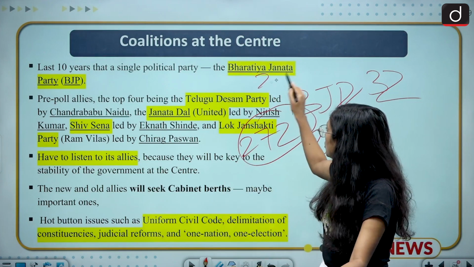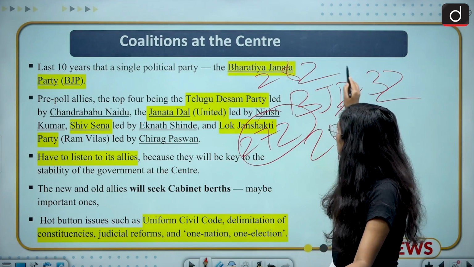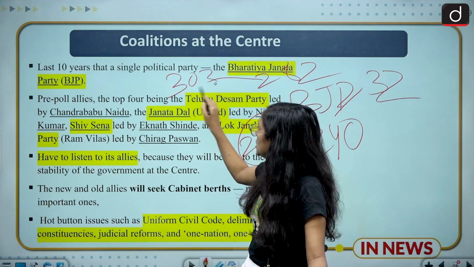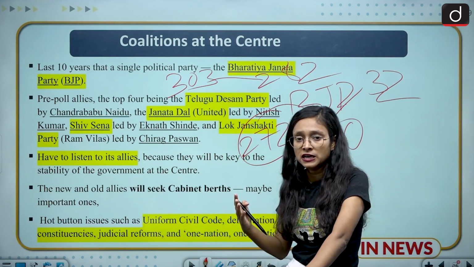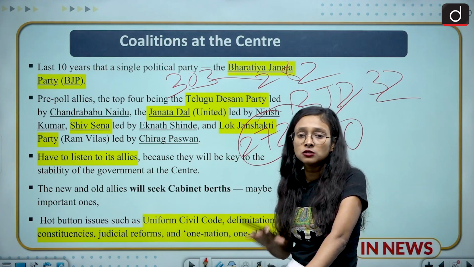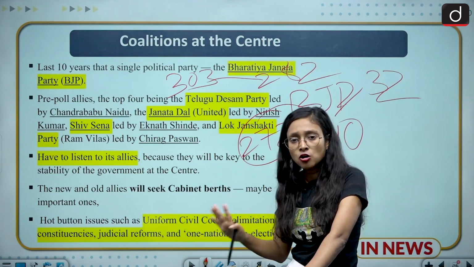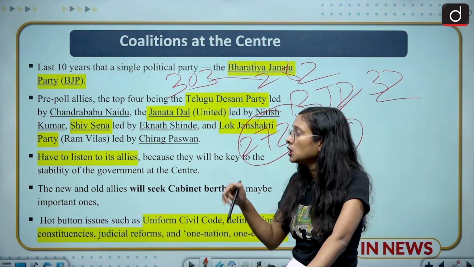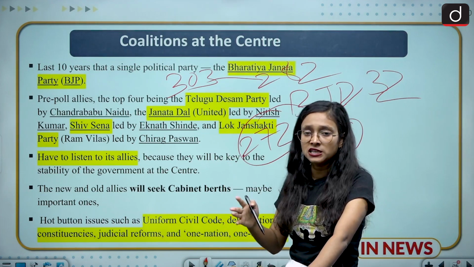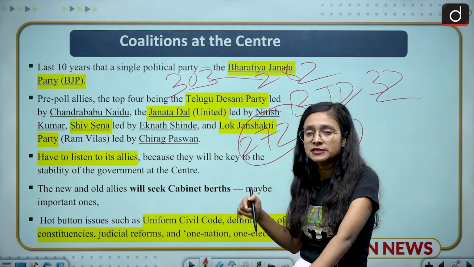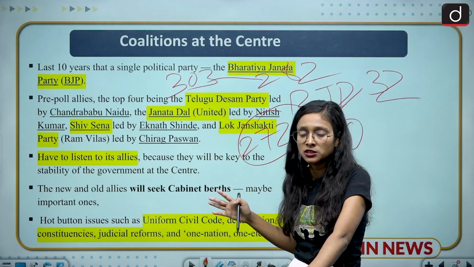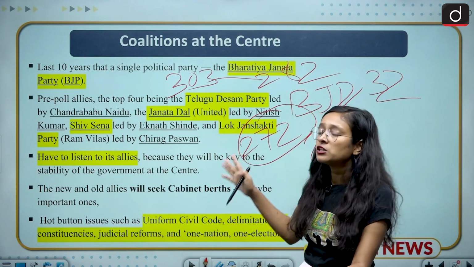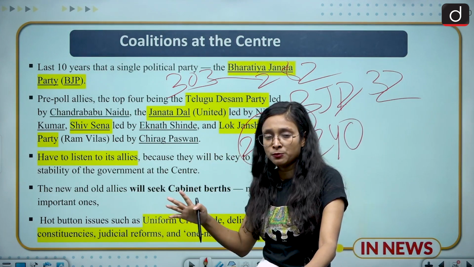In 2014 they had got 282 and in 2019 they had got 303. So they were sufficient enough that even if they did not form the government in coalition, it was okay for them, because they alone had contributed a lot. But this time, after 10 years, we'll have a coalition government. It means that BJP will take support from other political parties in order to form the government. Then who are the pre-poll allies of BJP right now?